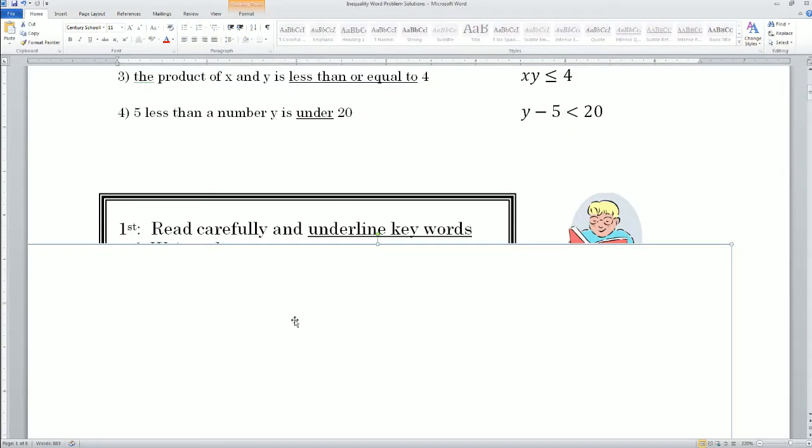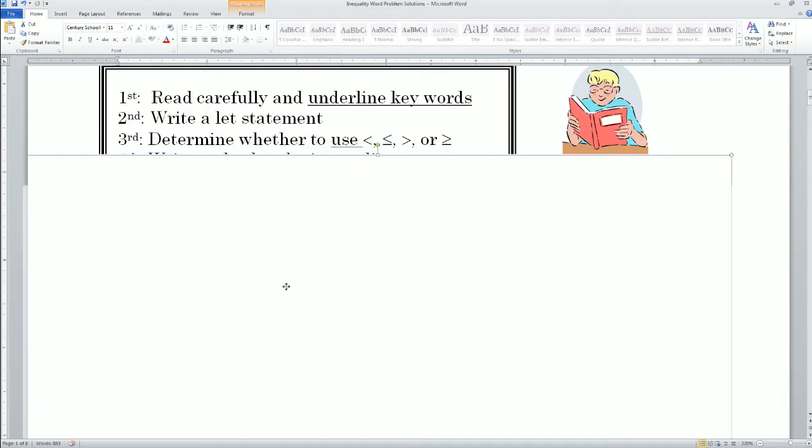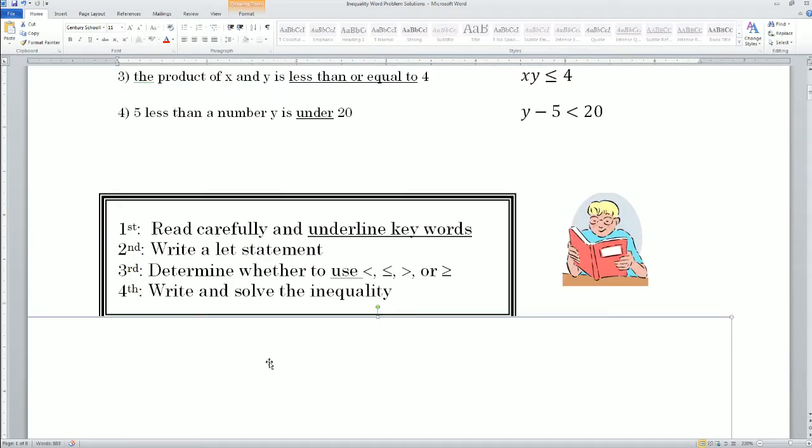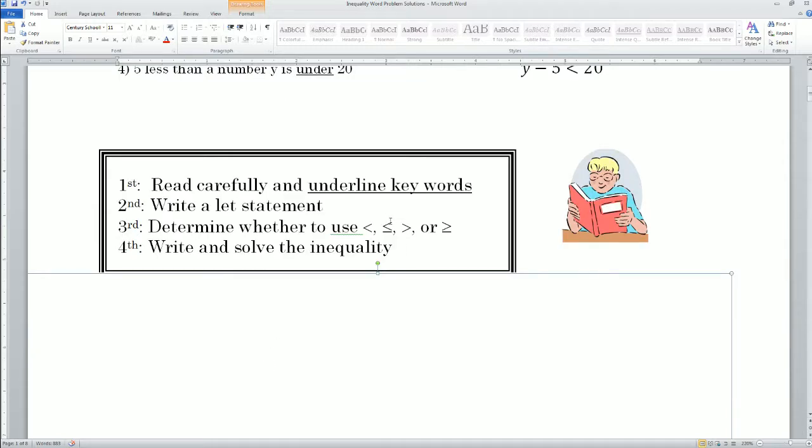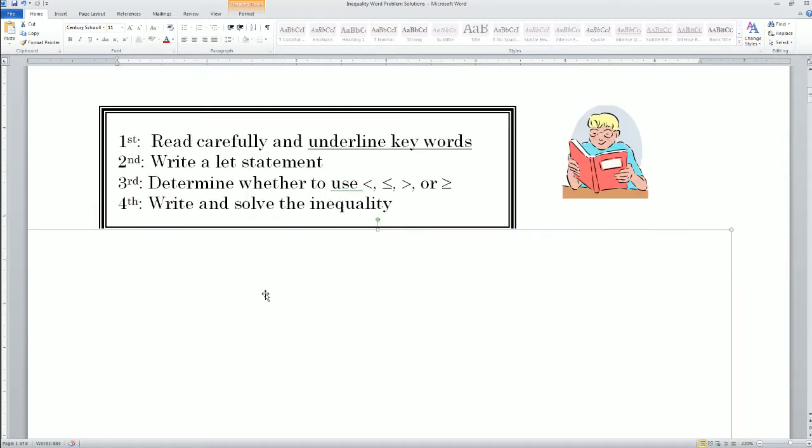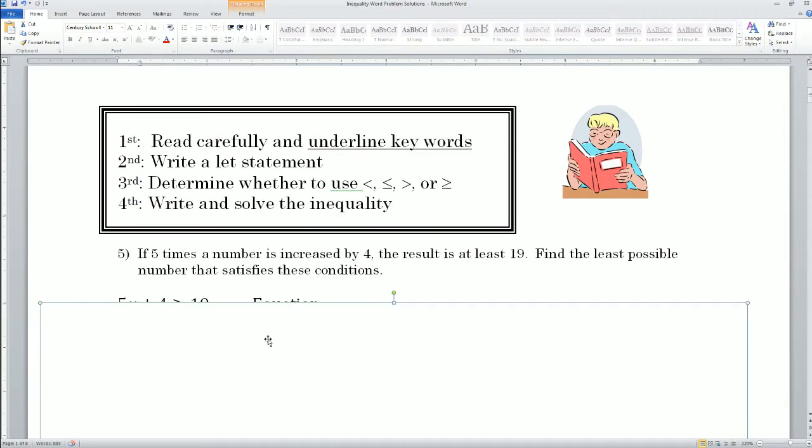Alright, let's look at the next one. Right here just gives you the steps. Read each question carefully, underline, write a let statement, determine which inequality to use, then solve the inequality. Just a little guide if you need the process.